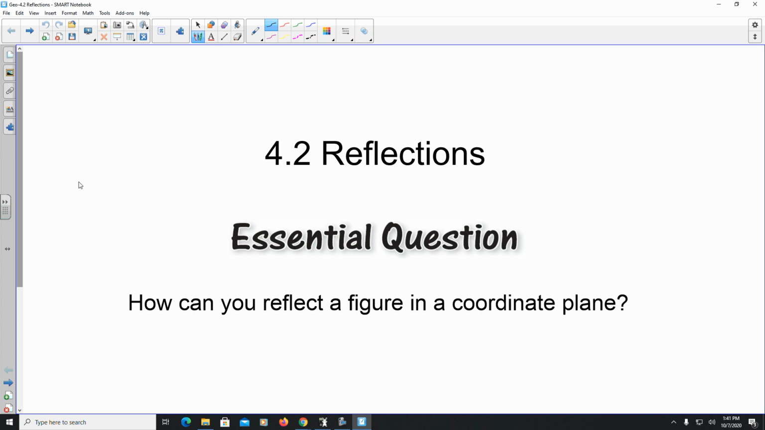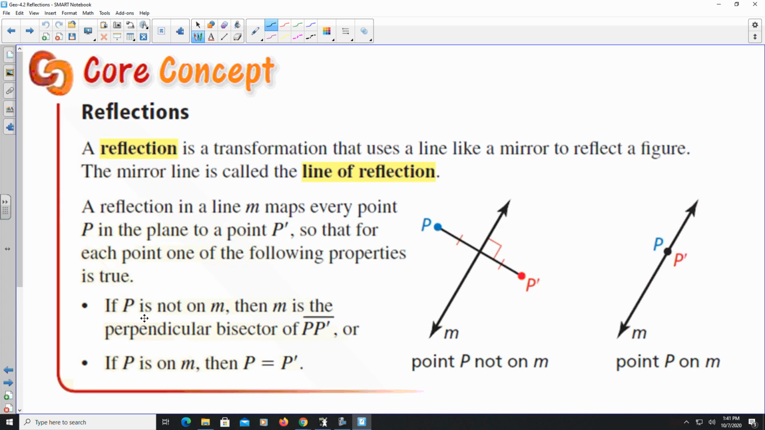the first thing that we have to look at is where is our line of reflection? We have to be able to answer that question. Where is our line of reflection? Once we establish that, when we make our reflection, it is a type of transformation that uses a line like a mirror to reflect the figure.